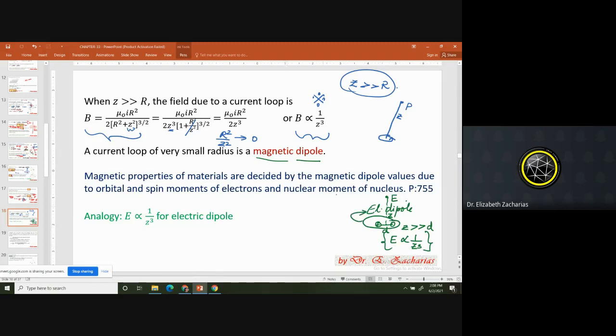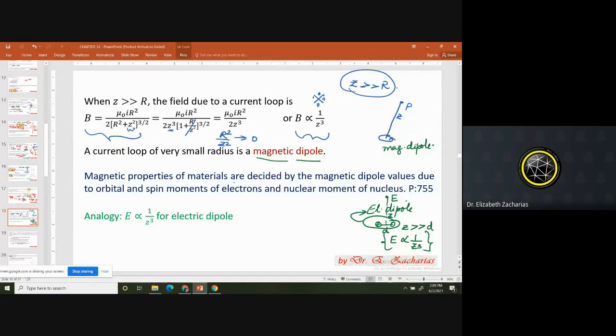Because of that logic, this small loop of current is going to be called a magnetic dipole. This is the source of magnetic field, and the magnetic field is going to fall off as 1 by Z cube. An electric dipole is also a source of electric field, and there also the electric field falls off as the cube of distance. Well, after this discussion, now we should ask, where do you find such magnetic dipoles where magnetic field is falling off as 1 by Z cube?